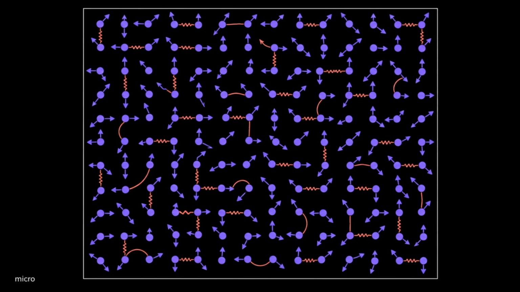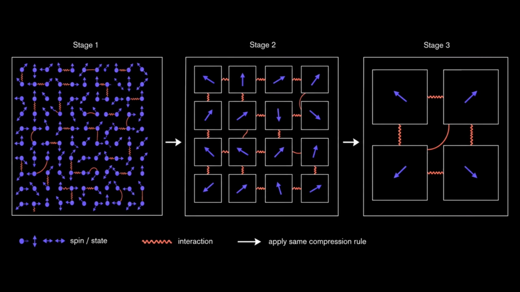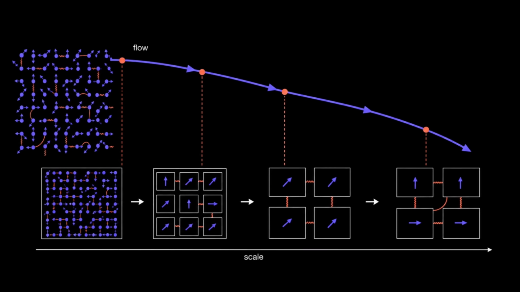Imagine starting with microscopic chaos. Atoms vibrating, spins flipping, tiny interactions everywhere. Then apply a rule. Compress local details, but keep whatever still affects larger scale behavior. Then do it again, and again. As you repeat this, some details wash out, while some patterns remain important. The process traces what physicists call a flow across scales.